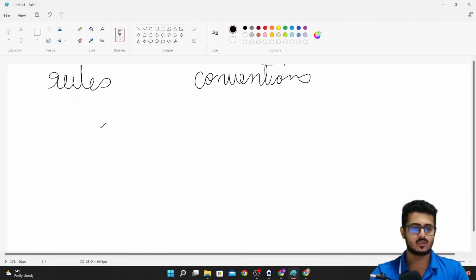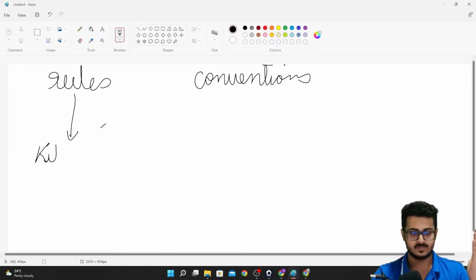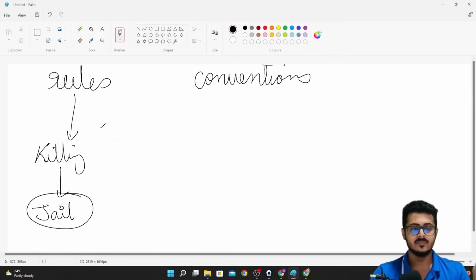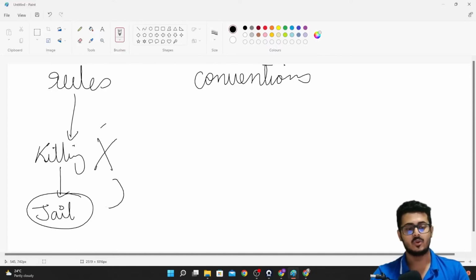Rules are basically something that you can get punished for. For example, killing a person is a rule. You cannot kill a person. If you kill a person, you will end up going to jail. If you are breaking a rule, then you go to jail. That is how rules work. Rules have binding problem statements, so if you break that rule, you are going to jail.